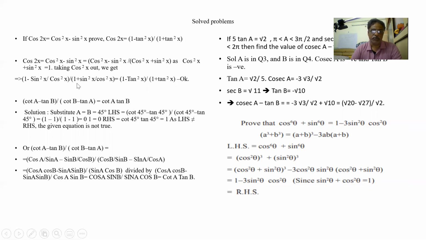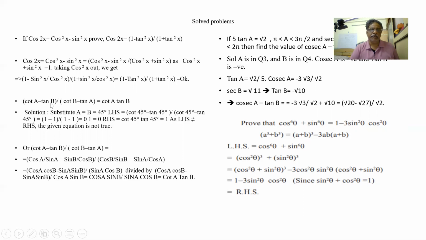So both cos square get cancelled out. So 1 minus tan square x by 1 plus tan square x. So in fact cos 2 theta is defined as cos square theta minus sin square theta, as well as 1 minus tan square theta by 1 plus tan square theta. This is also one way of representing cos 2 theta.